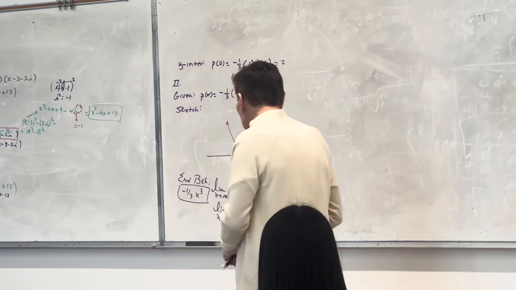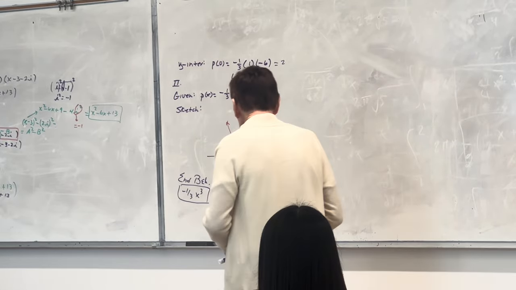The rule says, go back to your function. If you were to multiply this out, guys, I'm going to end up with an x cubed. Back to -1/3 x cubed.